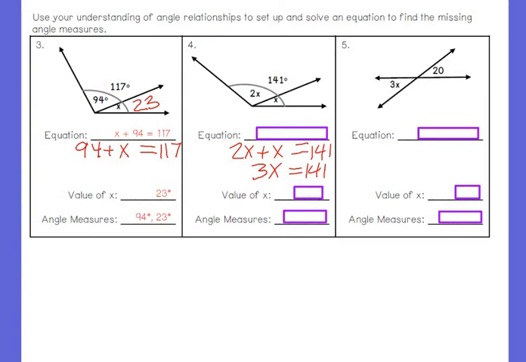How do I solve that? Divide by 3 on each side, and what would x equal? 47 degrees. So I know this little guy is 47 degrees. And this guy says I need 2 sets of x's. Well, 1x equals 47. So times 2, what does 2x equal? 94. So what are the 2 angle measurements? 94 and 47 degrees. This is a little challenging.